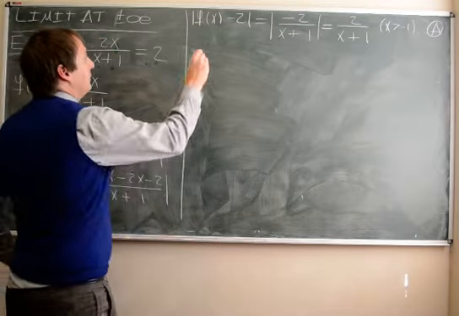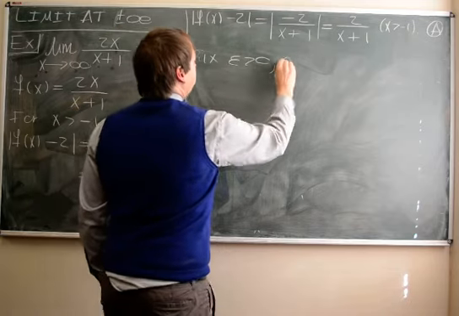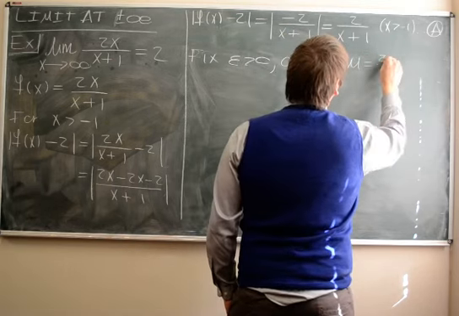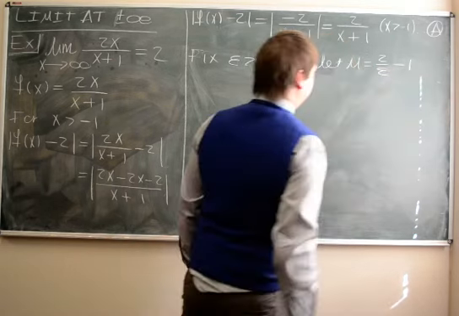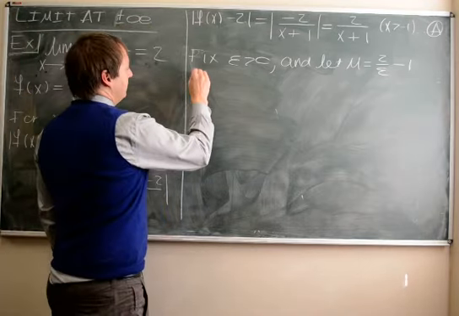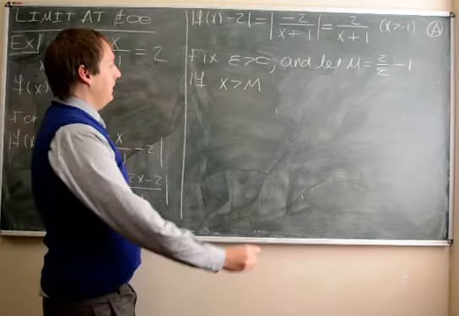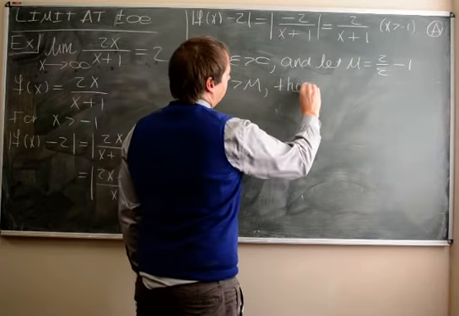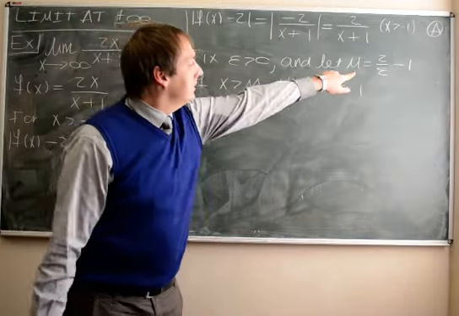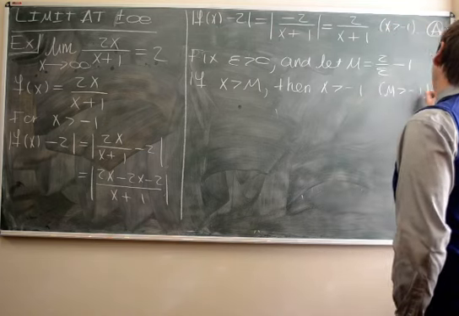Now we say, fix epsilon bigger than 0, and let M be 2 over epsilon minus 1. Now we're just replicating the definition. So we have to see what happens if x is bigger than M. Well, if x is bigger than M, then x is bigger than minus 1, because M is minus 1 plus a positive number. So M is bigger than minus 1.